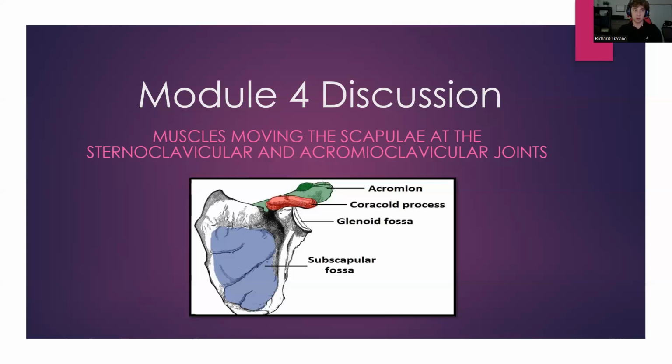Now, retraction, which would involve pulling the scapula backwards, or adduction, is the opposite of protraction and involves pulling the scapula back towards the spine. This movement primarily occurs also at the AC joint.